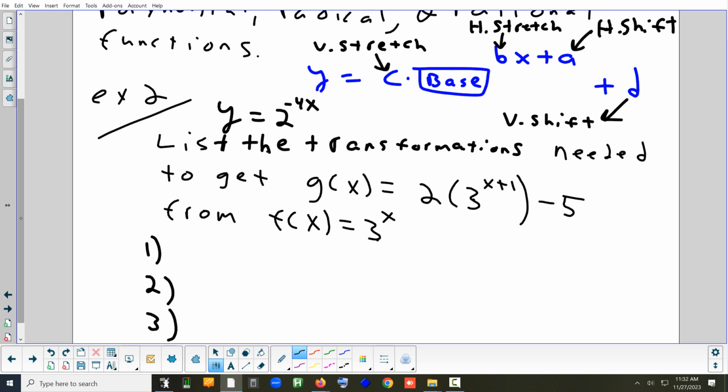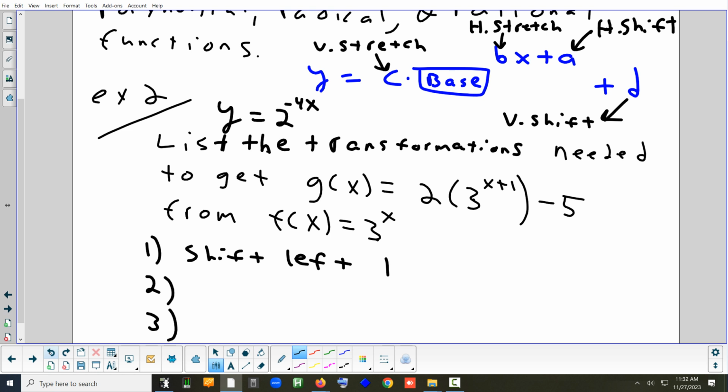Horizontal shift right. Which way did you say? Right. Left. Positive moves it left. Okay, do we have anything in the spot for B? No. And I guess if you want, you can think of having a 1x there, but there's no horizontal stretch or compression. Okay, do we have anything in the spot for C?